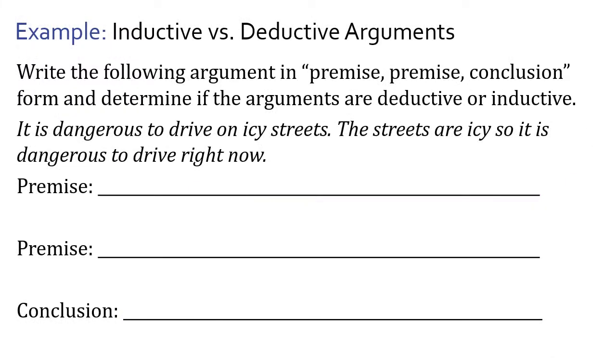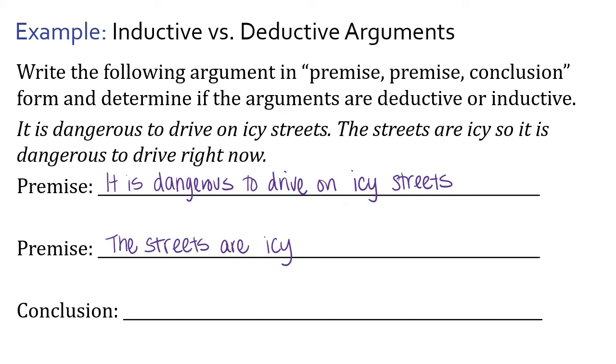Let's continue on. Write the following argument in premise, conclusion form and determine if the argument is deductive or inductive. It is dangerous to drive on icy streets. The streets are icy, so it's dangerous to drive right now. First premise, when I read this, and sometimes it takes reading it a few times, what I see is, it's dangerous to drive on icy streets. The next one is, the streets are icy. And the conclusion is, it's dangerous to drive right now.